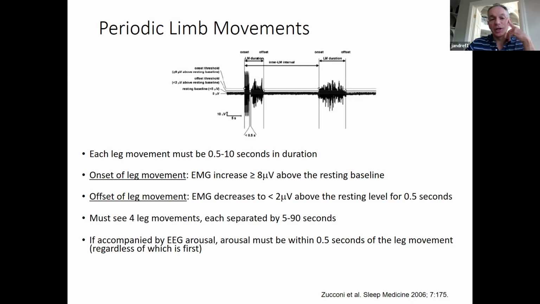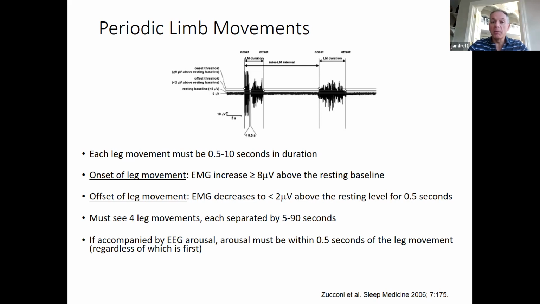So Sheila, I have a real quick question. If you have to see 4 leg movements separated by 5 to 90 seconds, if you see 4 leg movements, is that 1 periodic limb movement of sleep or 4 periodic limb movements of sleep? Yeah, great question, John. Those would be 4. It will be 1 train, but 4, if that was where it ended.